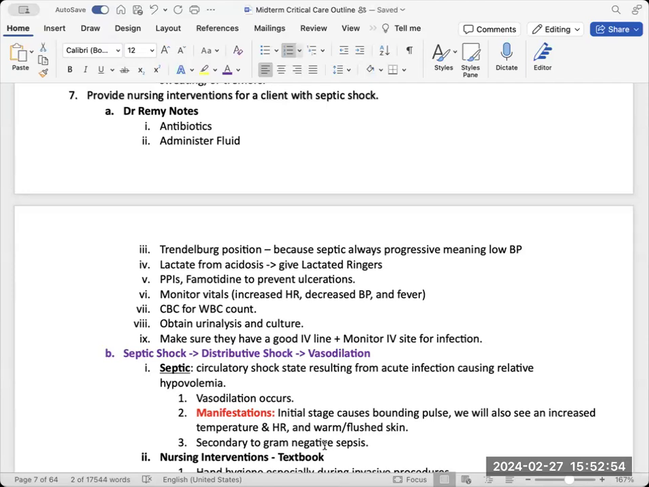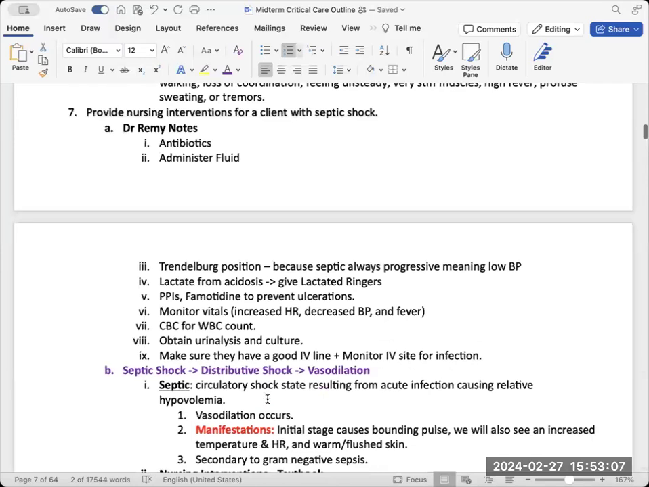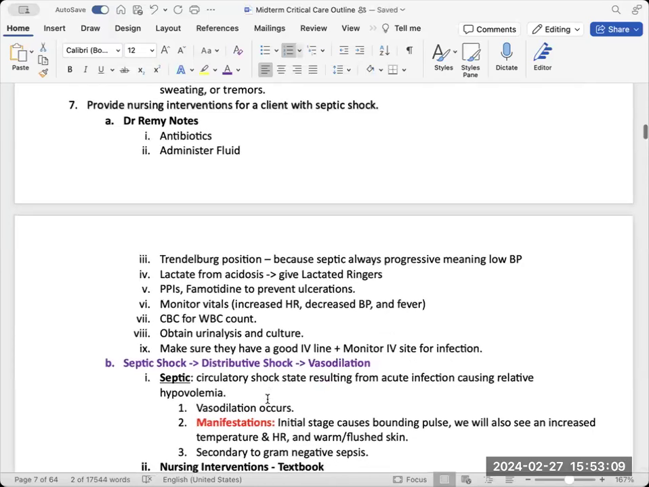Why? Because they're vasodilating. If the blood vessels are opening, they're not going to be cool and clammy. They're going to be warm and flushed. Also, when you have a fever, you're more warm and flushed than being cold, okay? So, nursing interventions, right? If we're talking about an infection, potentially bacteria, we want to give antibiotics. We want to give fluids, to help raise that blood pressure.